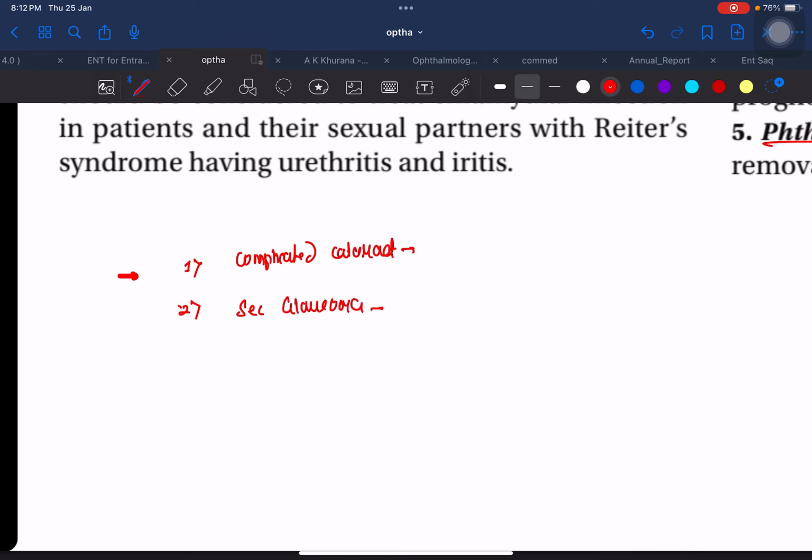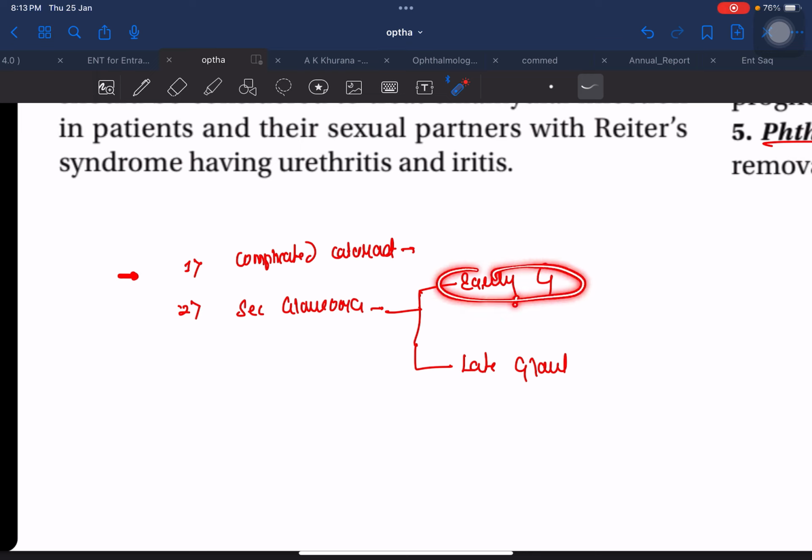Talking about secondary glaucoma, there is early glaucoma and late glaucoma. Early glaucoma occurs during the active phase of the disease, with presence of exudate and inflammatory cells in the anterior chamber. They cause clogging of the trabecular meshwork, which decreases drainage and increases IOP. We know that in the anterior chamber there are cells and flare. These cells and flare block the angle, the trabecular meshwork, because of which there is less drainage and increased intraocular pressure.